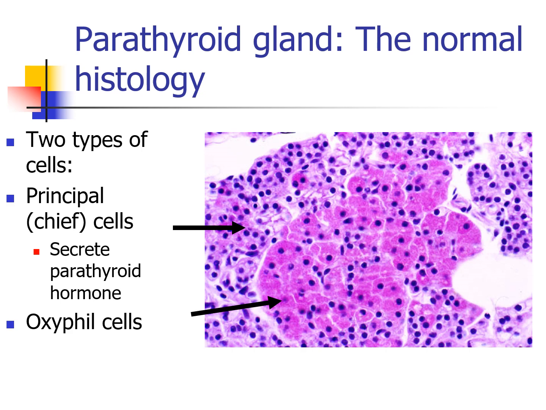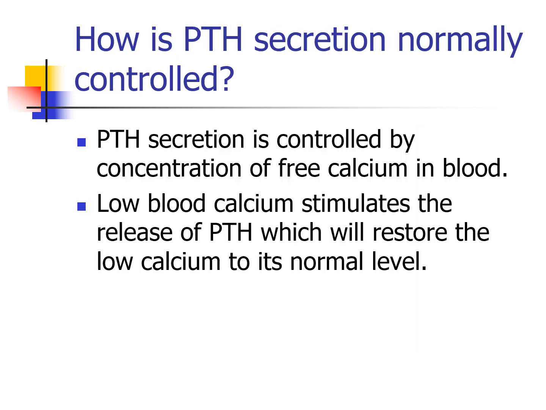It consists of two types of cells, the principal or chief cells that secrete the parathyroid hormone, and the oxyphil cells, the function of which is still unknown. The parathyroid hormone is controlled by the concentration of free calcium in the blood. Low levels of serum calcium stimulate the release of the parathyroid hormone, which will restore the calcium to its normal level.